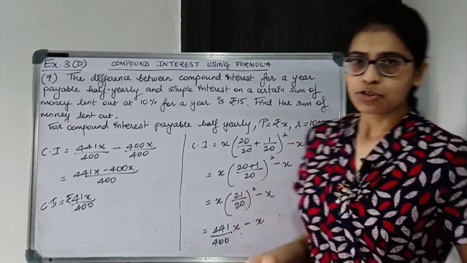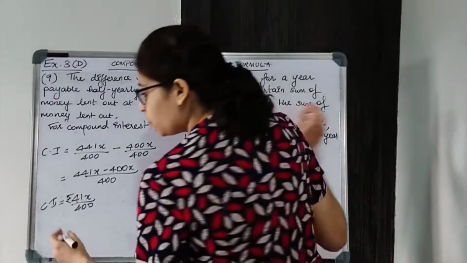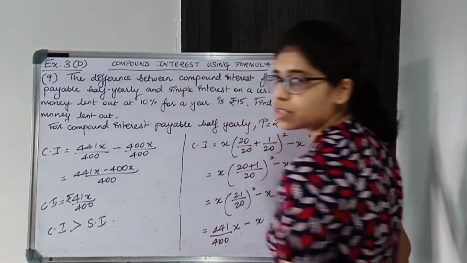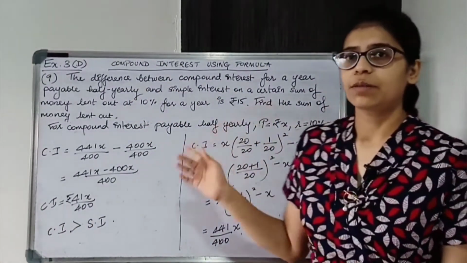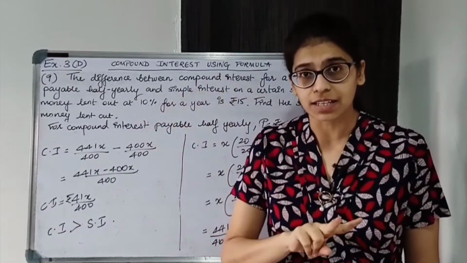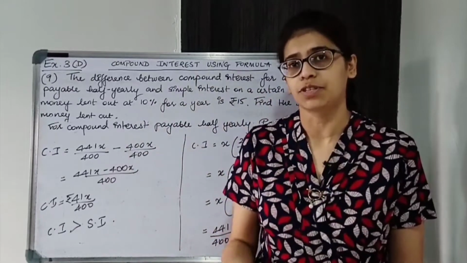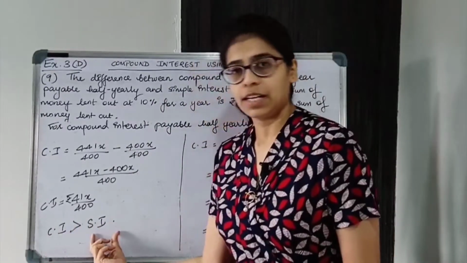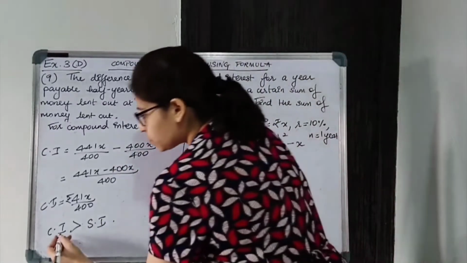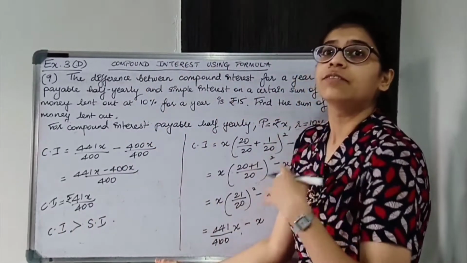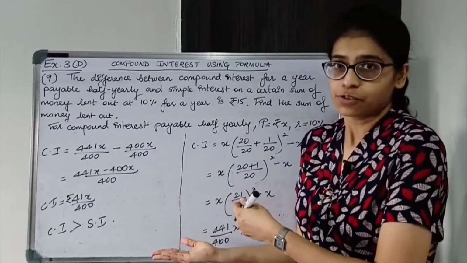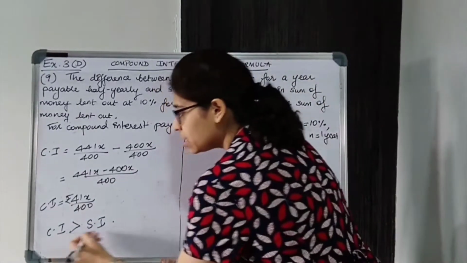We found simple interest also. Now we know that compound interest is greater than simple interest. In this case, why? Because principal, rate of interest and number of years is same for both the cases, for simple interest as well as compound interest. So compound interest will be greater than simple interest. Not always it is greater. If the number of years differ, if the rate of interest differs, then the compound interest might be less than simple interest. So this is greater than this.